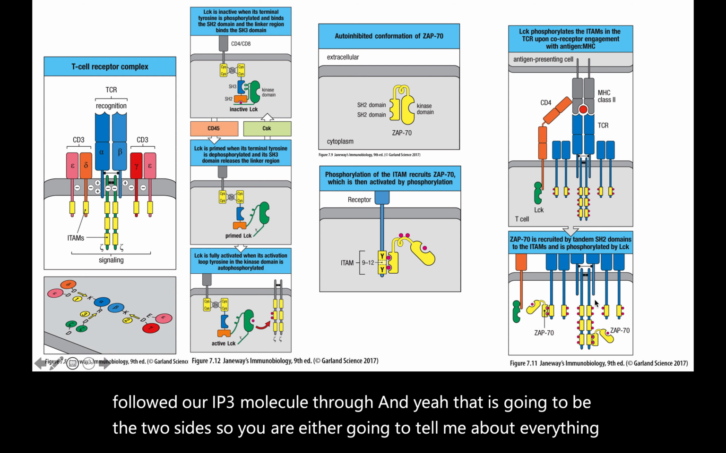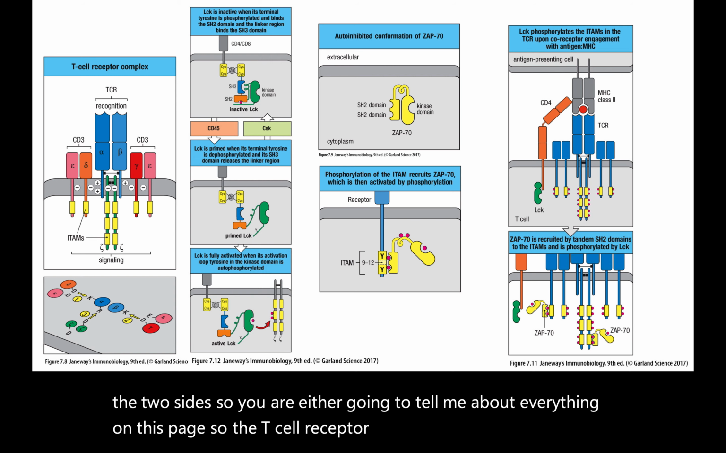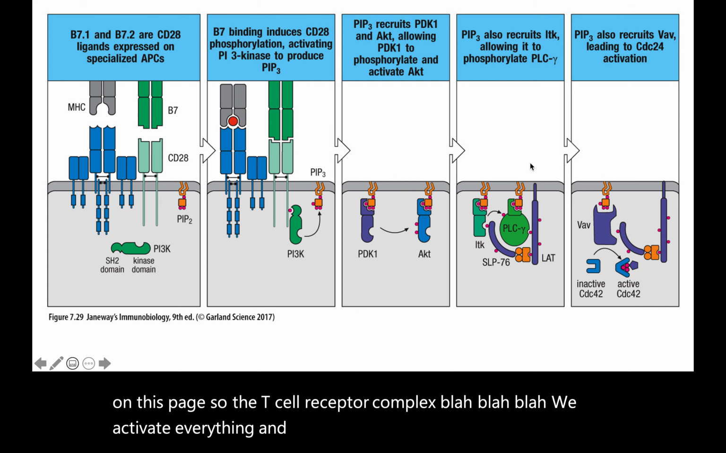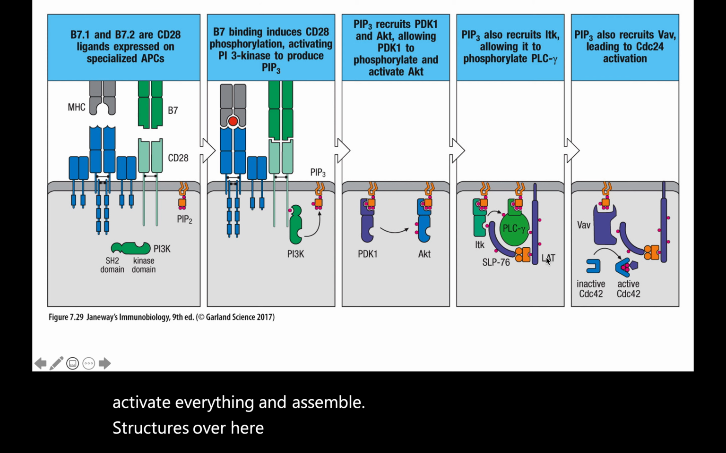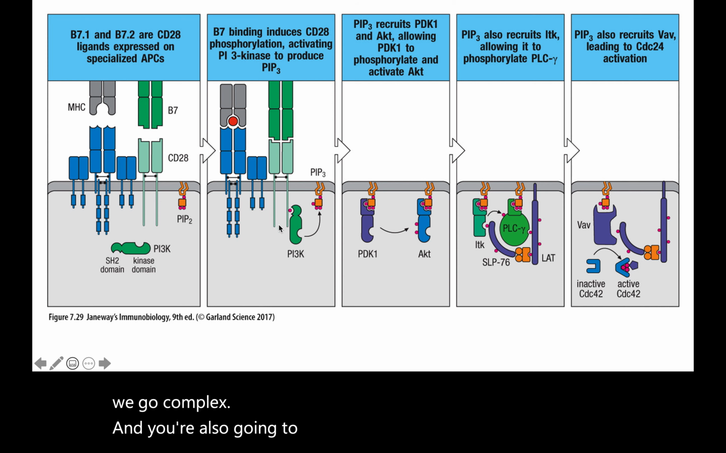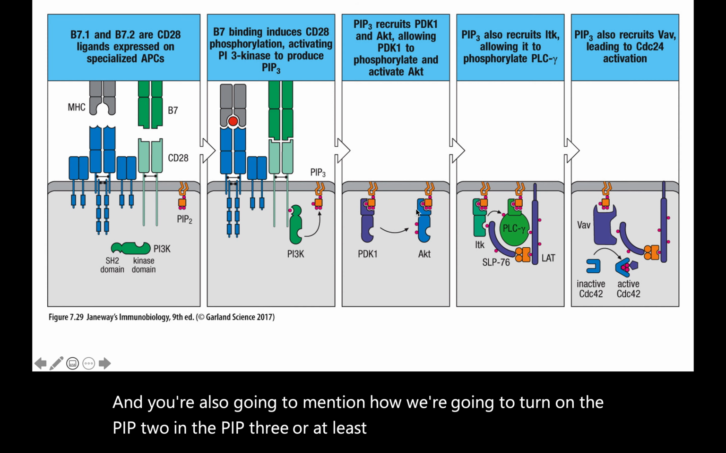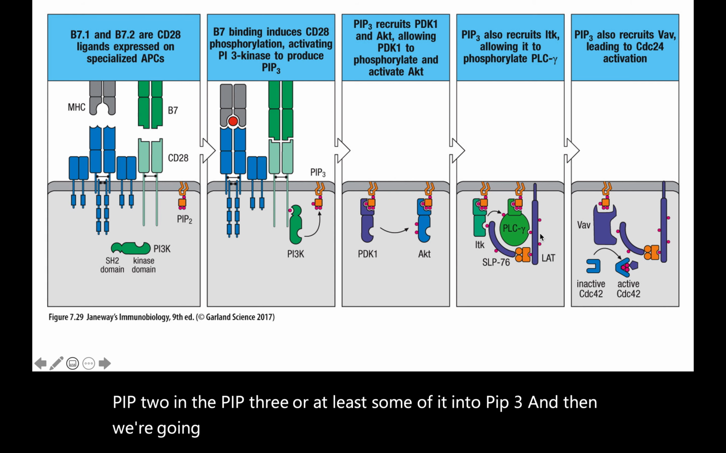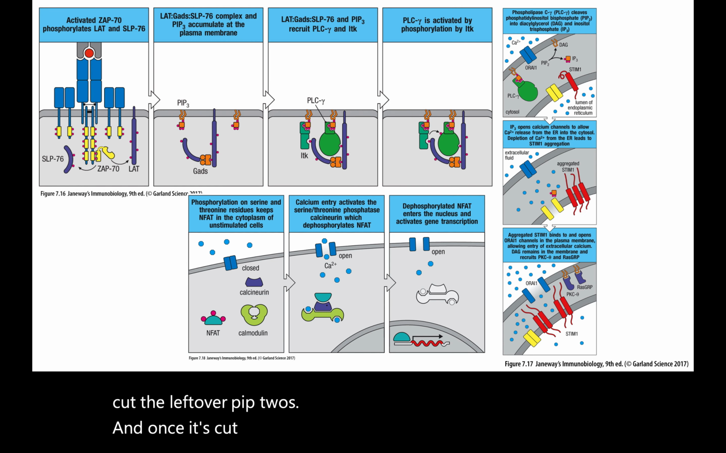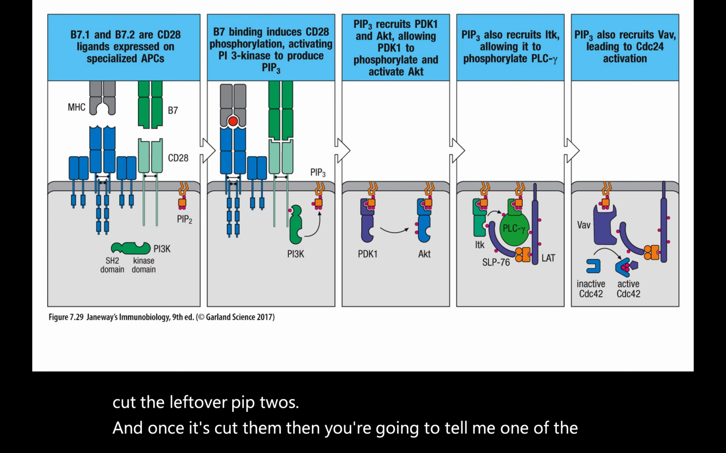everything on this page. So the T cell receptor complex, blah, blah, blah, how we activate everything, and assemble these structures over here. This LAT, SLP76, and GADS, this complex. There we go, complex. And you're also going to mention how we're going to turn all the PIP2 into PIP3, or at least some of it into PIP3. And then you're going to mention that the PLC gamma is going to cut the leftover PIP2s. And once it's cut them, then you're going to tell me one of the things that happens.